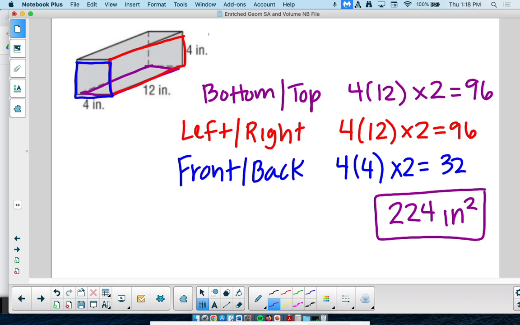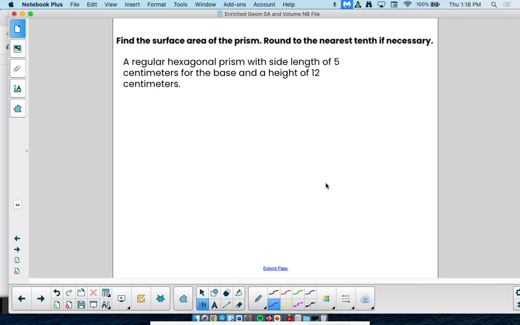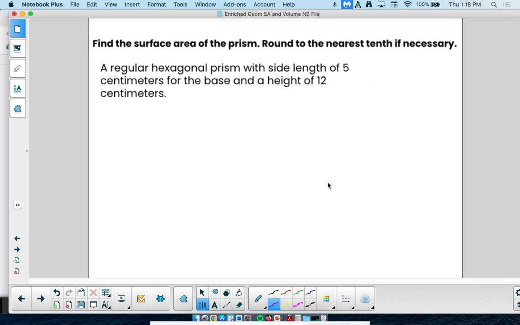All right, the next one, they don't give you a picture, so it's kind of hard to think 3-dimensionally when it's not shown to you. But I have a visual right here, which is nice. We have a regular hexagonal prism with a side length of 5 and a height of 12.